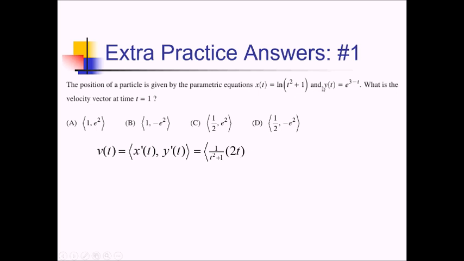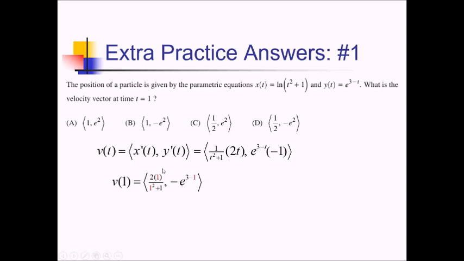And now for y prime, that's going to be negative e to the 3 minus t, using the chain rule there as well. Smaller chain rule, though, so this times negative 1. So now I'm going to plug in 1 for all this stuff. So I'm going to have 2 times 1 over 1 squared plus 1. And for this next one, I'm going to have negative e to the 3 minus 1.